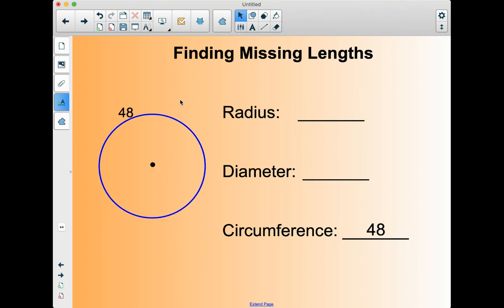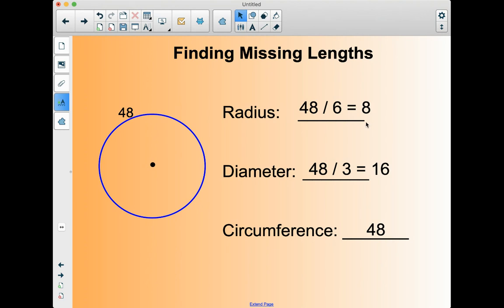And lastly, if we are given the circumference, we're going to have to divide to get the radius and diameter. In order to find the radius, we have to do 48 divided by 6, which is going to give us 8. You can solve for the diameter 2 different ways. You can either double the radius or do the radius times 2, or do the circumference divided by 3. I did 48 divided by 3, and it's going to give me 16.